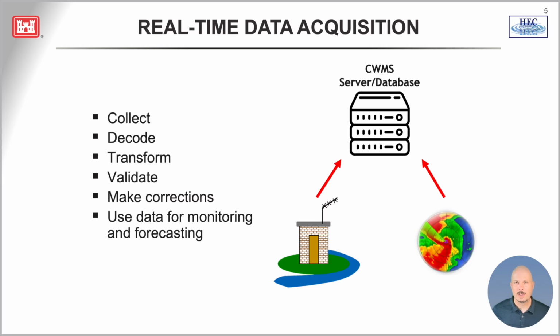SWMS real-time data acquisition processes run on a remote server. These processes are automated to collect real-time data from gauging stations and meteorological products from web services. These processes decode the transmitted data into usable formats. Data validation and corrections are also performed so that good data can be used in the RTS software for monitoring watershed conditions and executing forecast simulations.